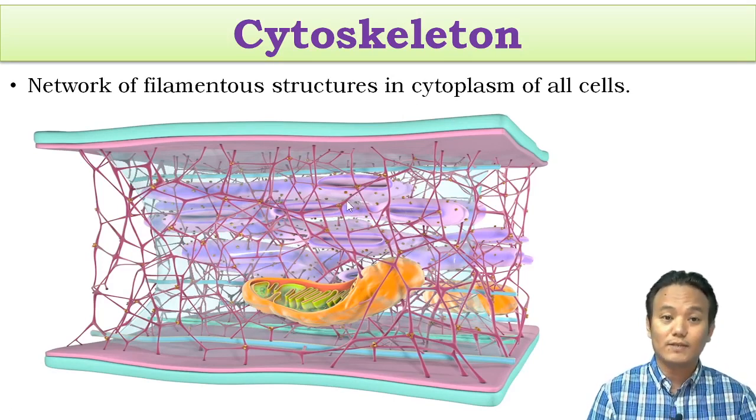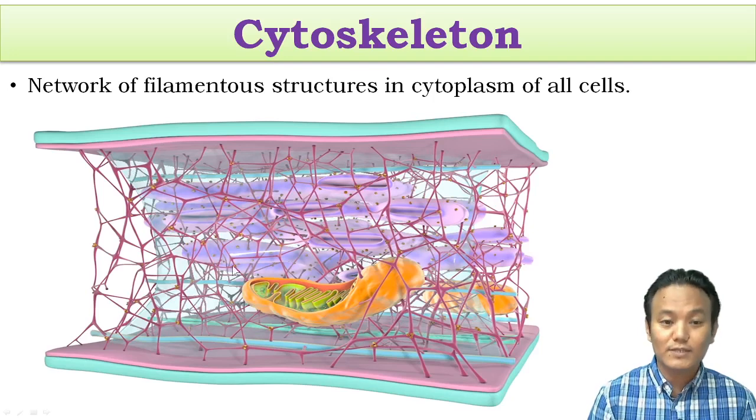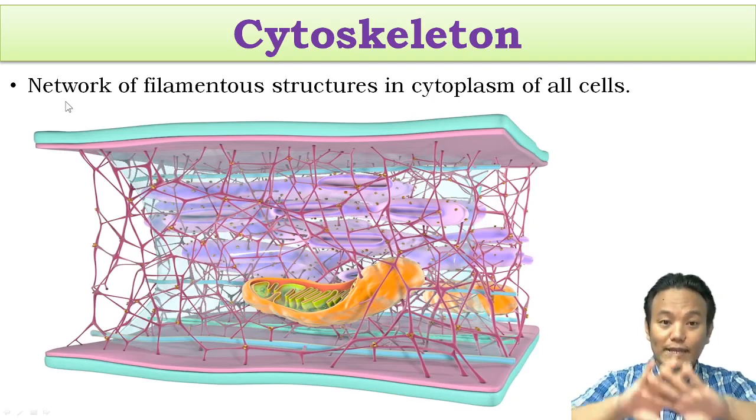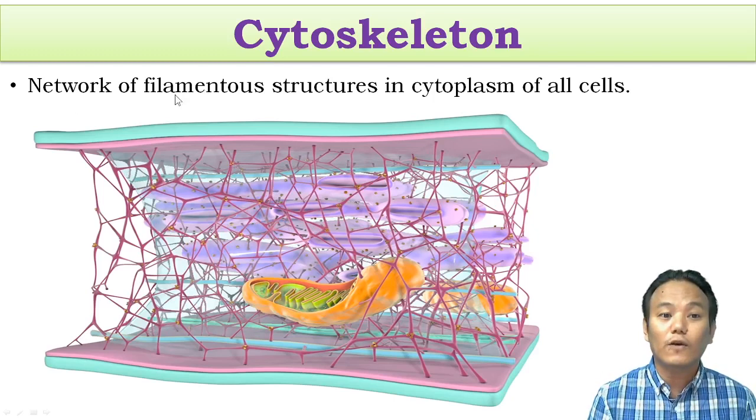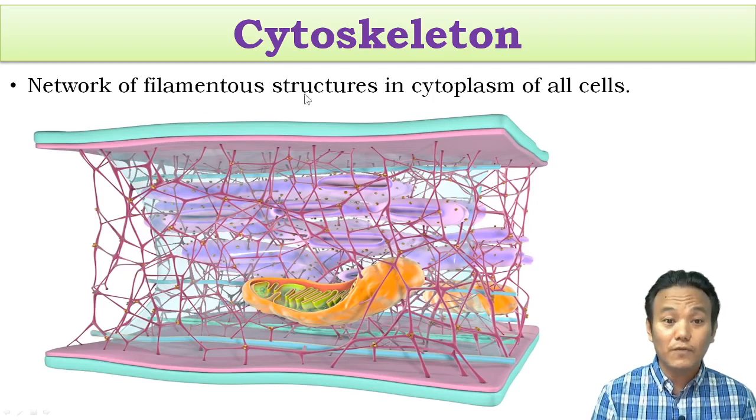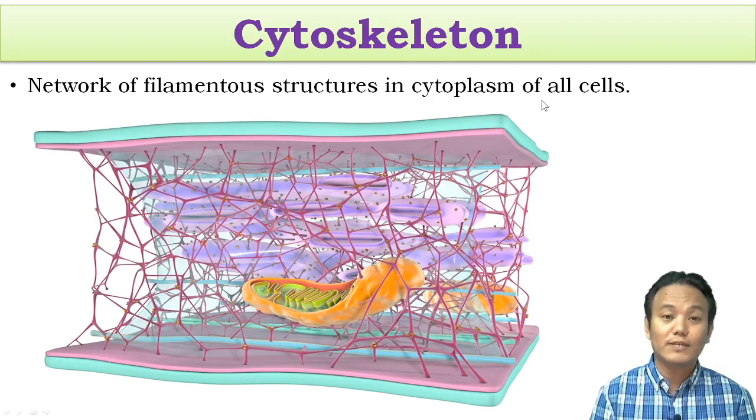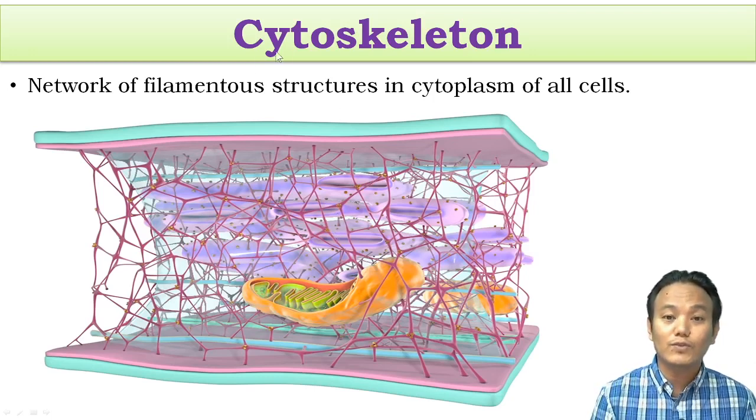This skeletal system looks like a network of filamentous structures in the cytoplasm of the cells. And this network of filamentous structures in the cytoplasm is present within all the cells: prokaryotic cells, eukaryotic cells, and within eukaryotic cells, plant cells and animal cells. So the cytoskeleton is present in all the cells.